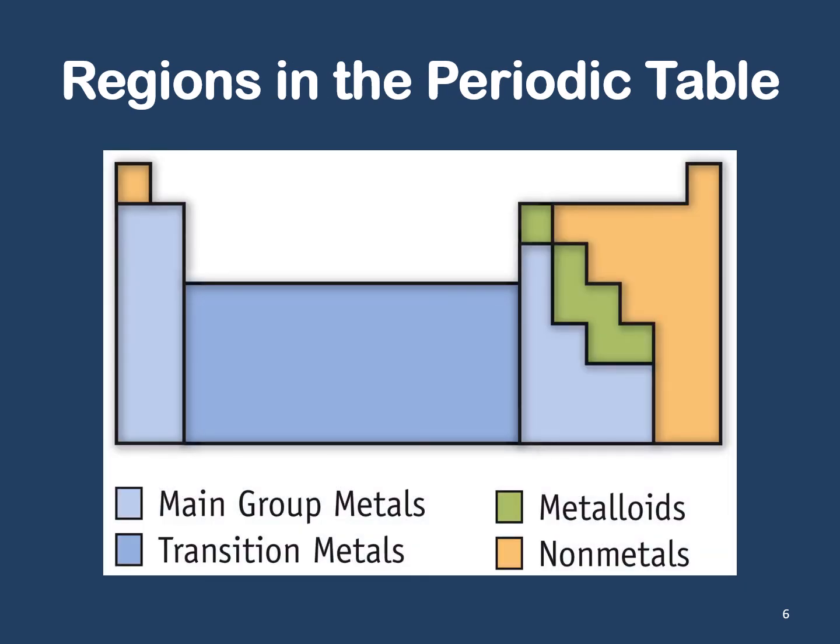Now there are some regions on the periodic table as well. You should be able to determine whether an element is a metal, nonmetal, or metalloid. The block in the middle here is known as the transition metals, and they're going to play a big role later on in the class. The light blue here is actually the main group metals. The green is the metalloids, the orangish color is the nonmetals. You should be able to determine whether an element falls into one of these four categories.